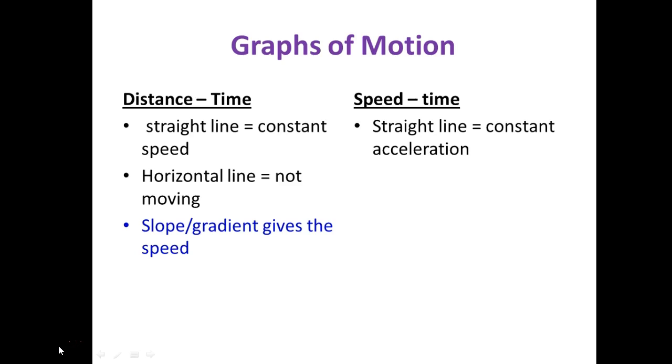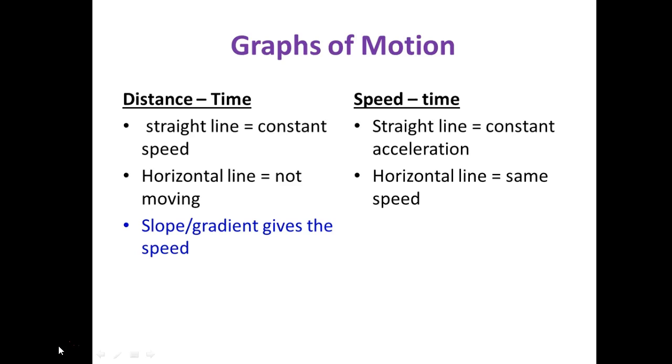For a speed time or velocity time graph, this time a straight line means that we have a constant acceleration. A horizontal line means that time is moving on, but the speed or velocity is staying the same, and so it just means that we've got the same speed.